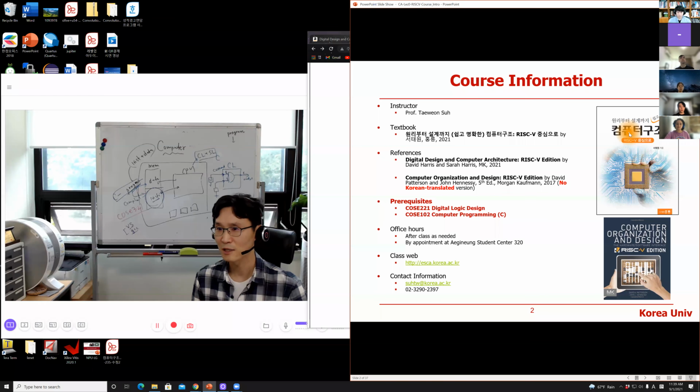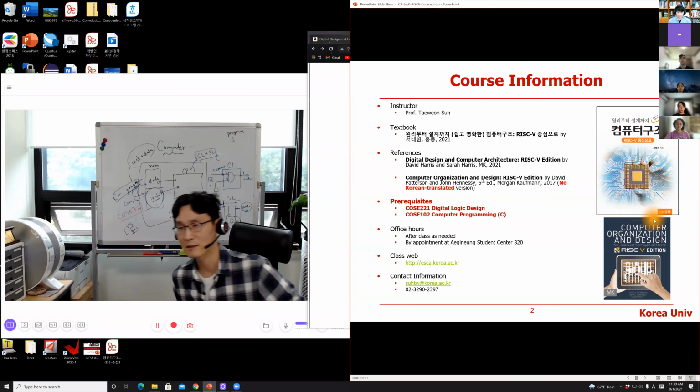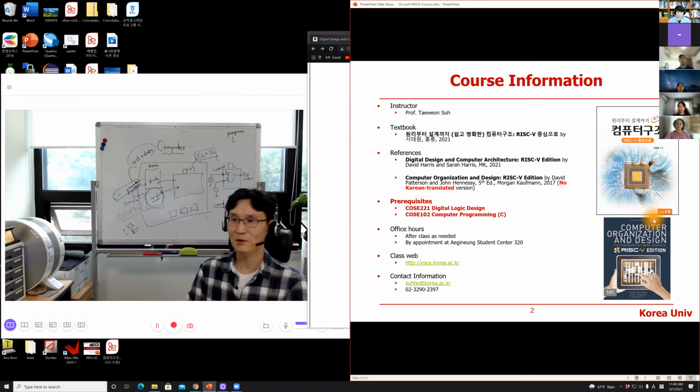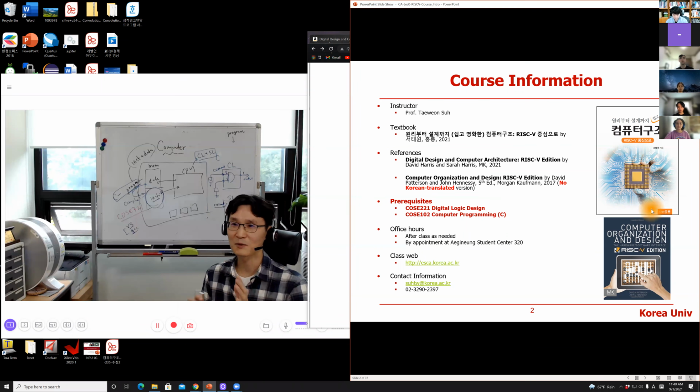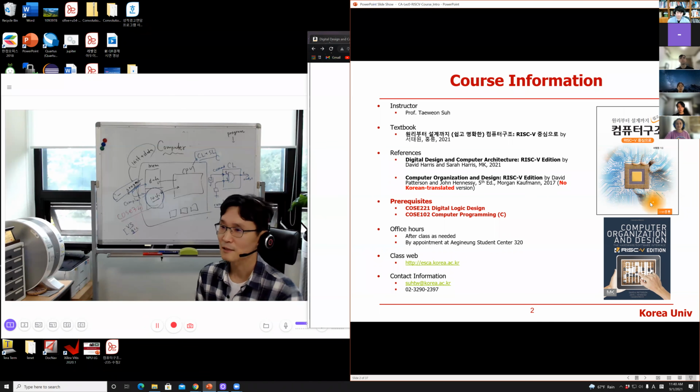I'm pushing 홍릉과학출판사 a lot. Sorry about that. But in my opinion, because I wrote this book trying to use easy and friendly language to explain computer architecture, it is probably good to use this book. Okay, any other questions?